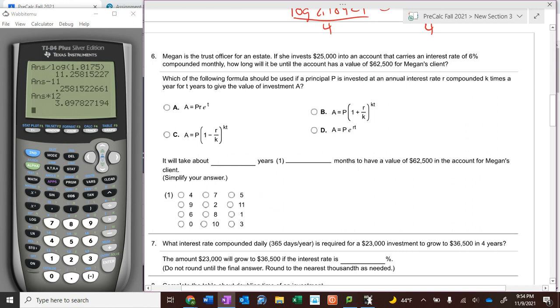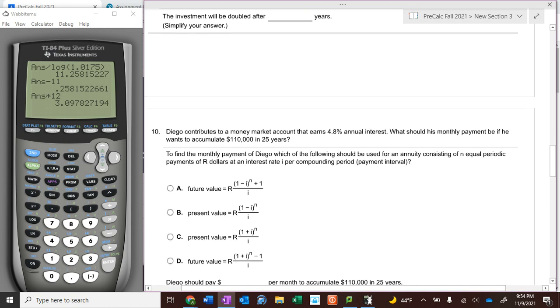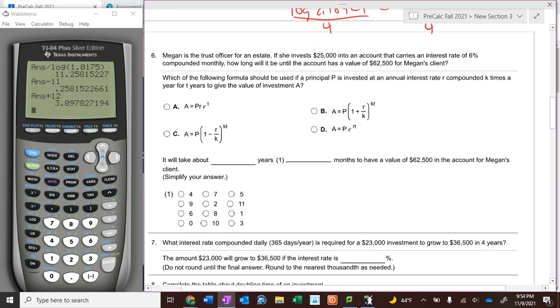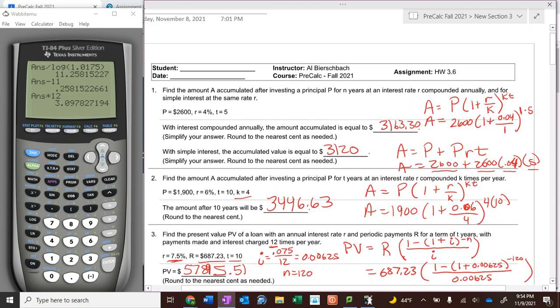I'm going to let you play with the rest of these problems, see how good you are, and see what we can do by Friday. So have some fun.